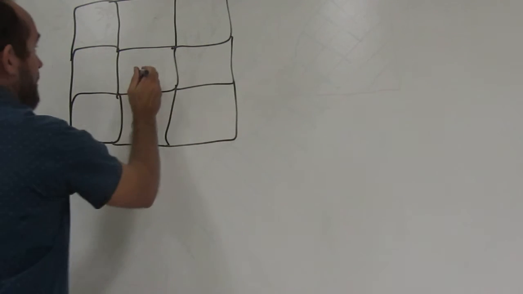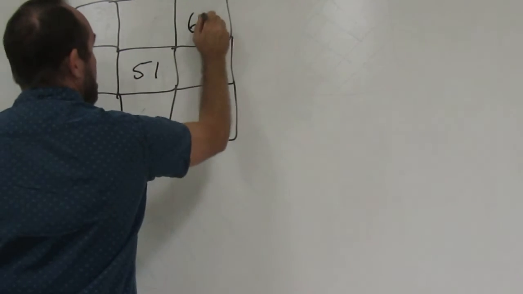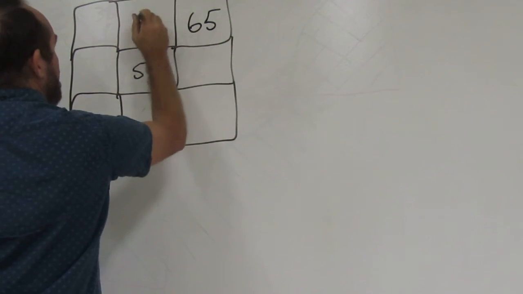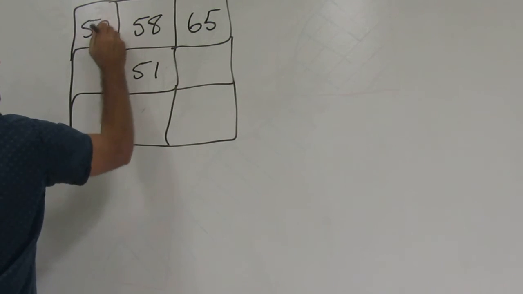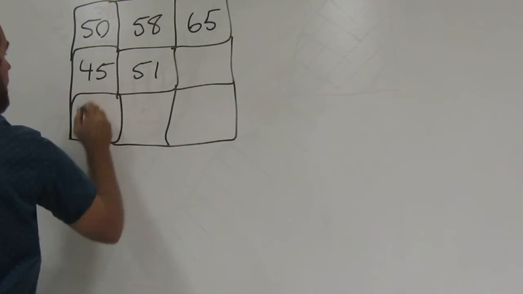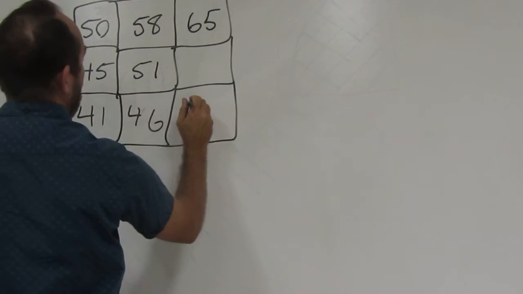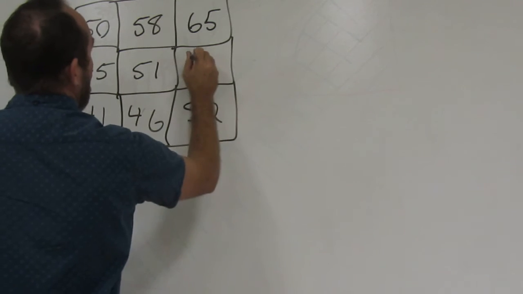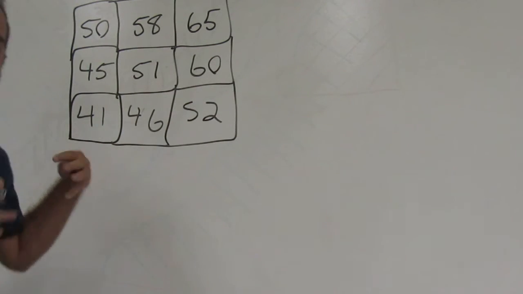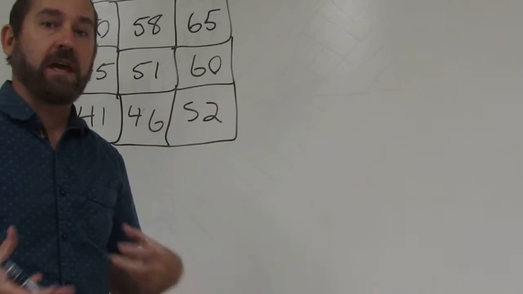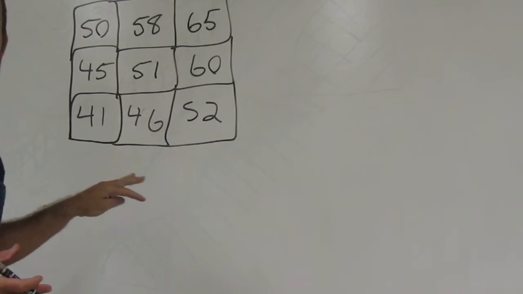In this case, it's a digital elevation model, meaning each cell is representing an elevation, right? So let's say our elevation in the middle is 51, and then up here we have a 65, and here we have a 58, and here we have, let's say, a 50, and then a 45, and then a 41, and then a 46, and then a 52, and then a 60, right? So this is just a bunch of numbers, but it turns out we can do things with this raster to make these numbers and interpret them in a different way, right?